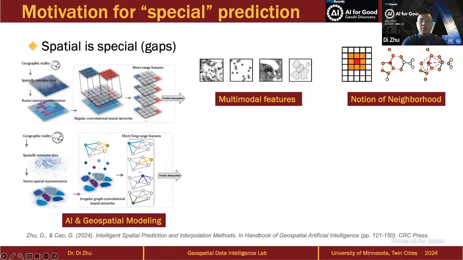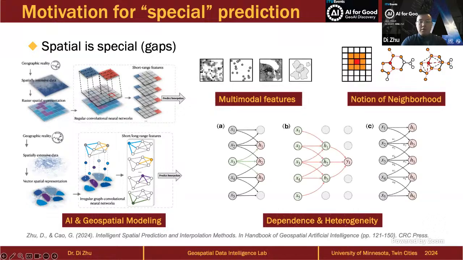and how the notion of neighborhood will affect our model design, and moreover, how to capture complex spatial effects, such as spatial dependence and spatial heterogeneity, using AI and neural networks. With that, we provide in this book two cases to showcase how GeoAI can benefit spatial prediction.